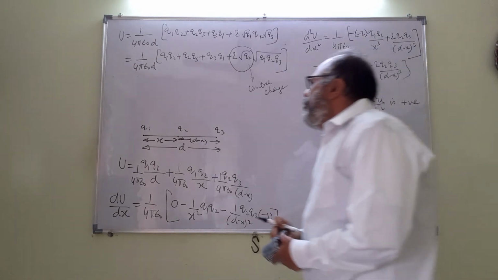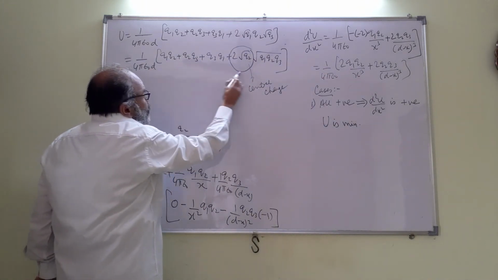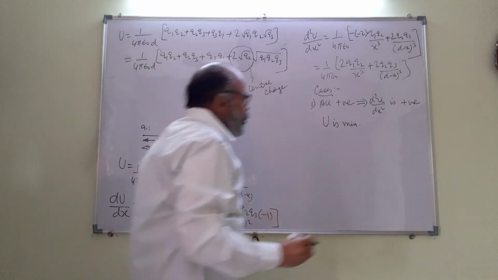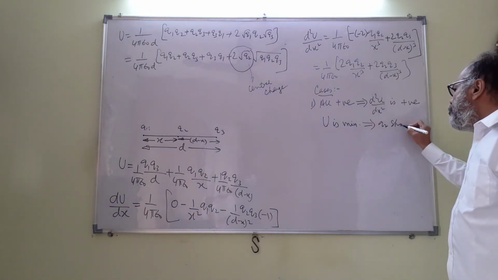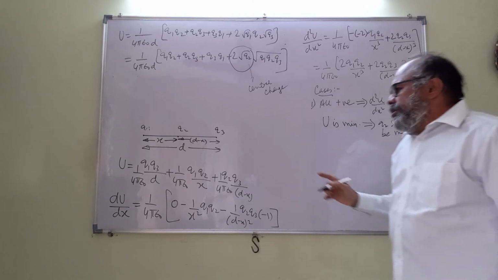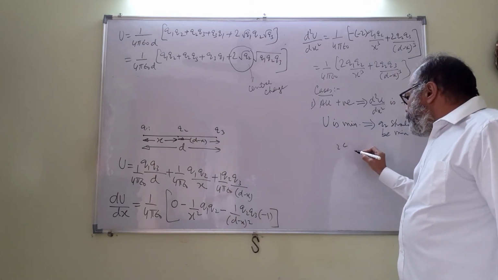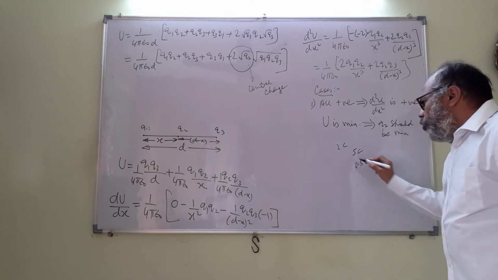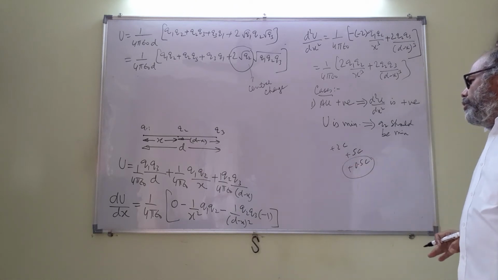Now, U is minimum. You see in this expression for the potential energy, U will be minimum if q2 is minimum. So this implies that q2 should be minimum. So place the minimum charge at the center. For example, if you had 2 coulomb, 5 coulomb and 0.5 coulomb, all positive, you should place 0.5 coulomb at the center for minimum.